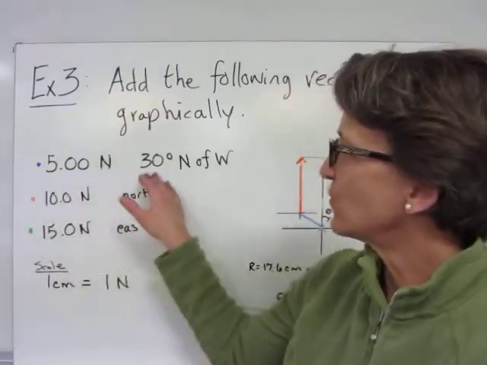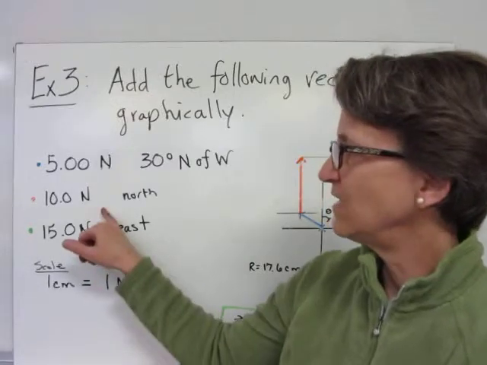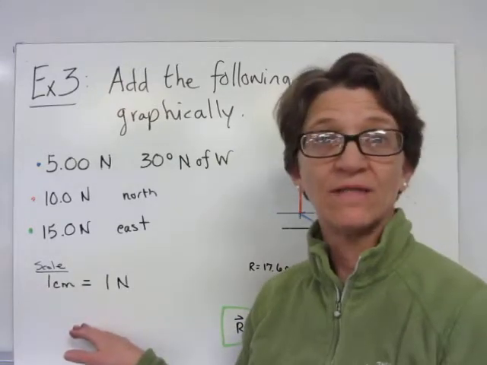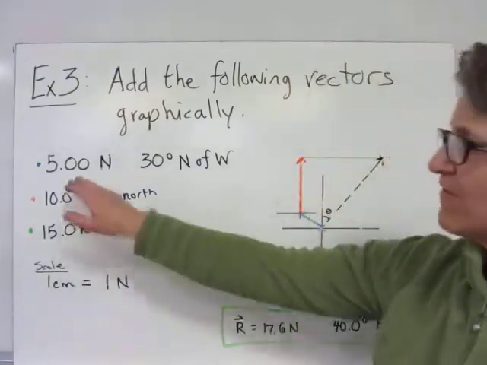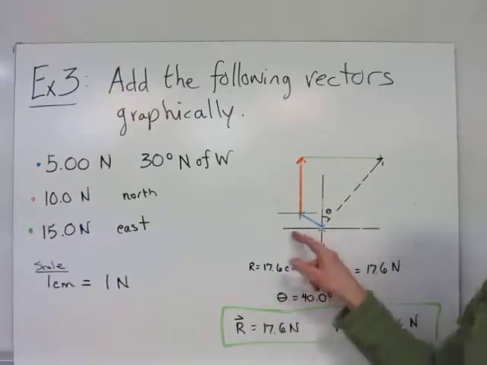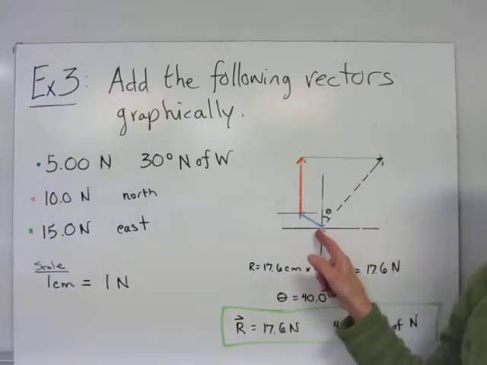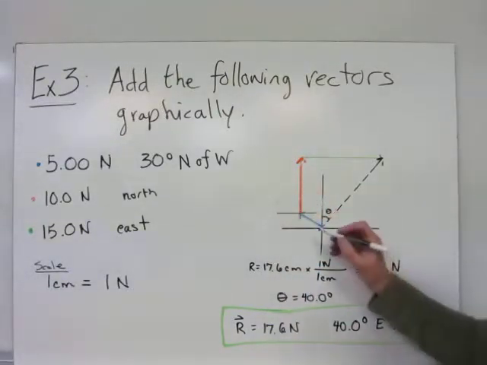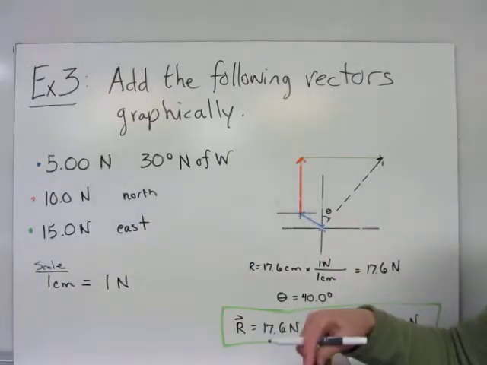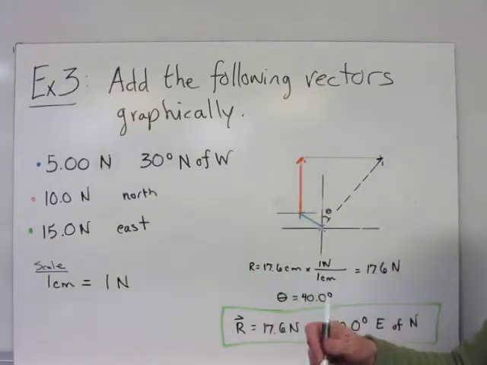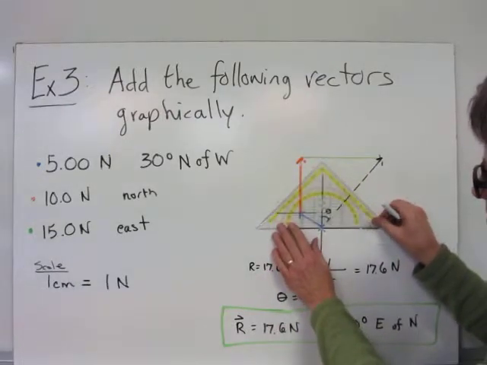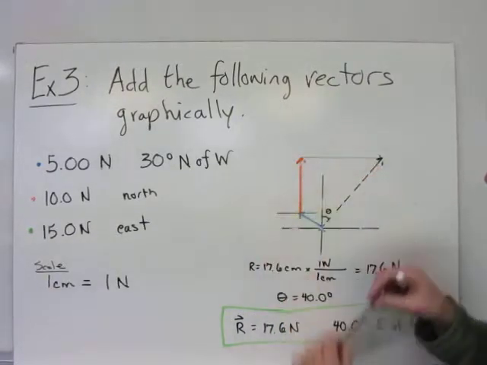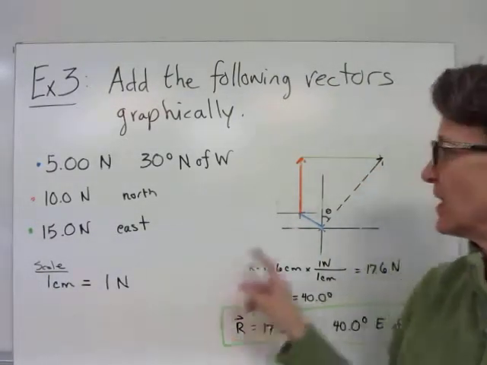My first vector is 30 degrees north of west, 10 newtons north, 15 newtons east. So my scale is 1 to 1, so that makes it nice, I think. My first vector is in blue. I've drawn my origin. I've started with an X, and I've gone 30 degrees north of west. So this angle right there is 30 degrees. So I put my protractor on here and gone 30 degrees. I've drawn it to scale, so I've drawn it about 5 centimeters in length.